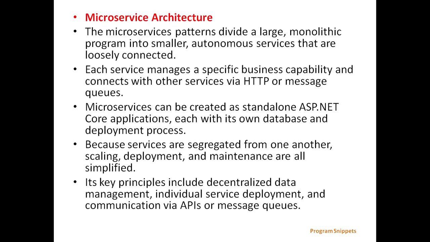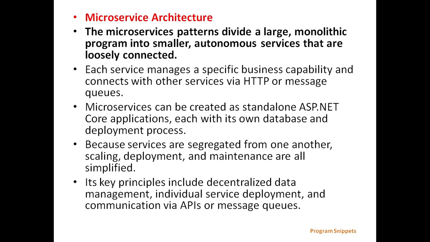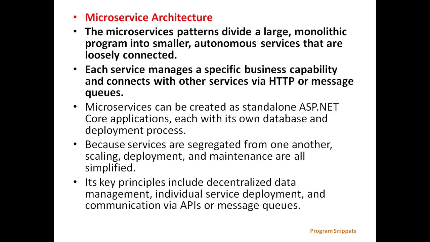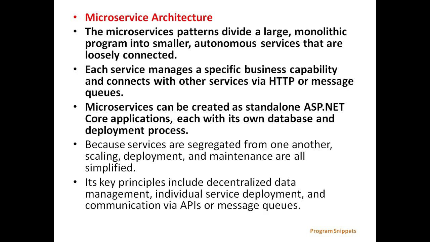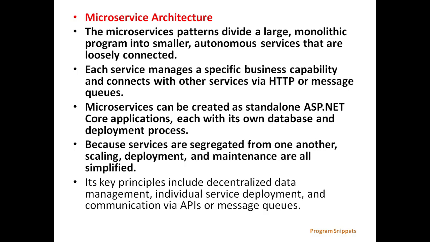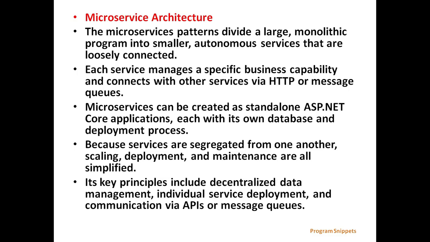Then microservice architecture. Microservice pattern divides a large monolithic program into smaller autonomous services that are loosely connected. Each service manages a specific business capability and connects with other services via HTTP or message queues. Microservices can be created as standalone ASP.NET Core applications, each with its own database and deployment process. Because services are segregated from one another, scaling, deployment, and maintenance are all simplified. Its key principles include decentralized data management, individual service deployment, and communication via APIs or message queues.